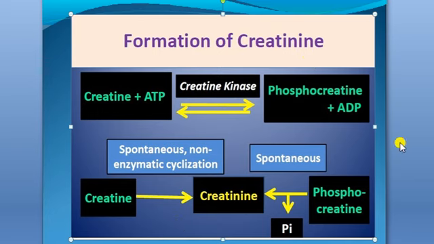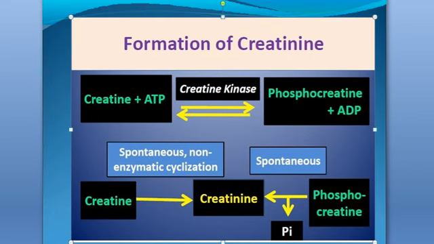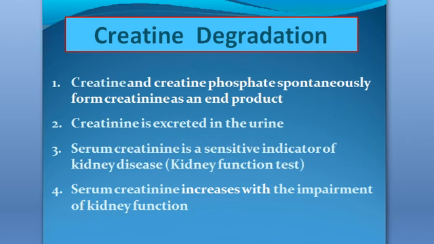This is very important. The sequence is very important. So creatine and creatine phosphate spontaneously form creatinine as the end product. Creatinine is excreted in the urine. Already we discussed that creatine is first formed in the kidney, then the end product is formed in the liver, then again it comes to the blood and enters the kidney. So in the kidney it is eliminated and excreted in the urine.